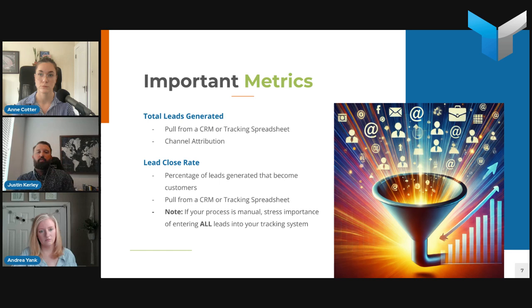All right, so these are the metrics that I call bottom line metrics. A lot of stuff that you maybe don't talk about on a regular basis on the marketing side, but this is where, as a business owner, this is what I care about. So total leads generated, this could be something you pull from a tracking spreadsheet or a CRM. I think if you can attribute what channel the lead came from, this is a very important step as well.